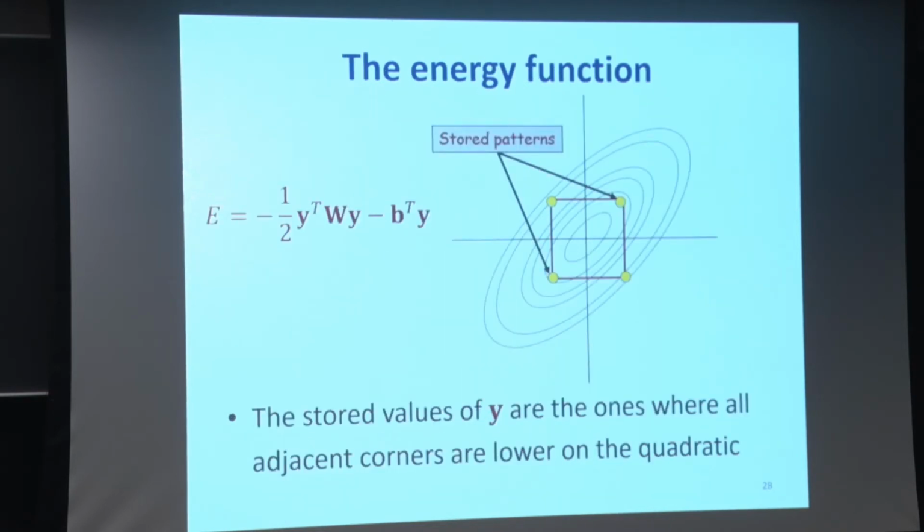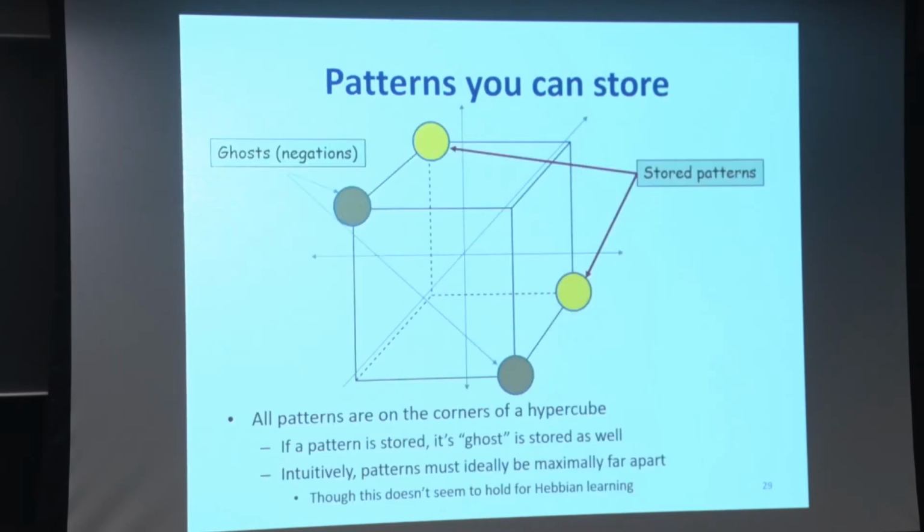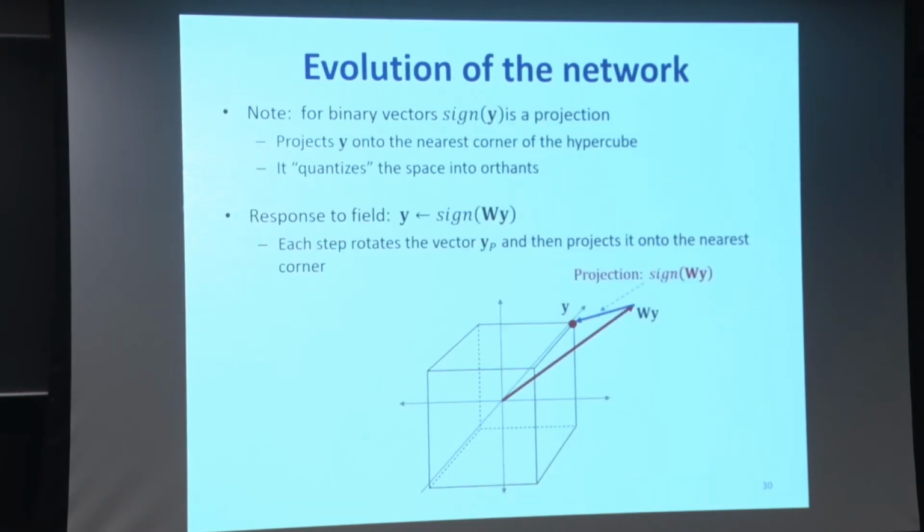I'm confused. Is this E term concave or convex? Pardon me? y transpose Wy is always positive. Minus half y transpose. So is it concave? Well, it's got a ball. It has a unique minimum, right? So that's convex. Concave would be like so. It doesn't matter, it's terminology. You get the idea. It's a ball, right? So anyway, the point is it's a ball.